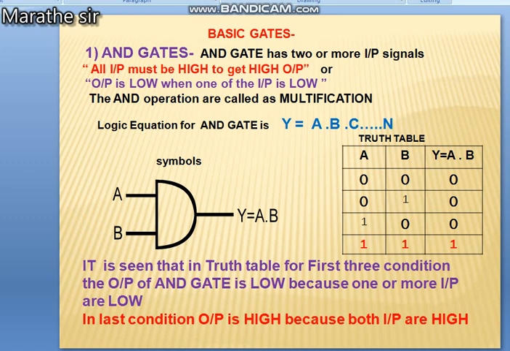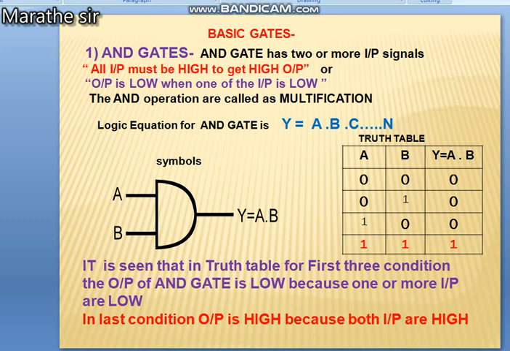Its logical statement is that all inputs must be high to get high output, or output is low when one of the inputs is low. The AND operation is also called multiplication. Its logic equation is shown here: Y is equal to A dot B dot C dot up to N. AND operation is called multiplication because when A and B both inputs are high, then output is high.